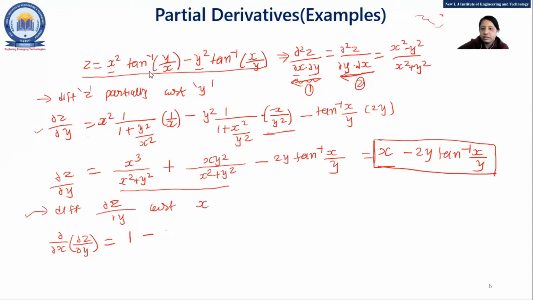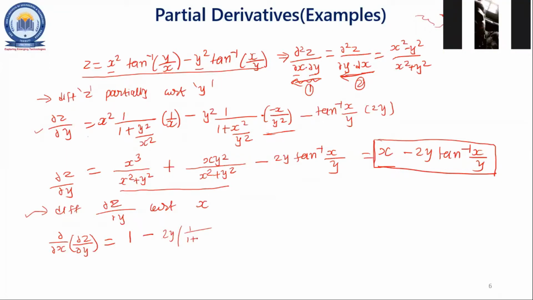Devendra: Ma'am, we will take 2y as constant, and the differentiation of tan inverse x by y. Okay, I'll write it down. 2y is a constant because we are differentiating with respect to x. Tan inverse x by y gives 1 upon 1 plus x square by y square, times 1 by y.